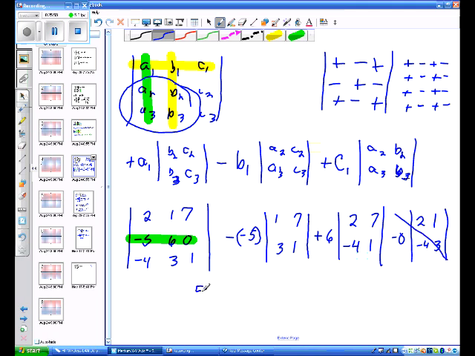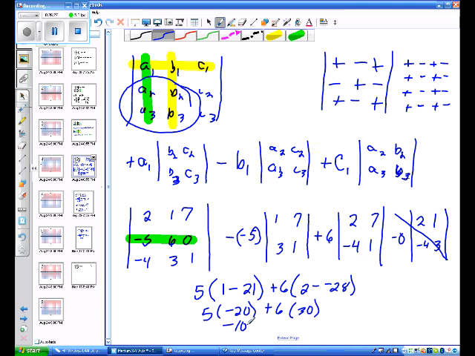So what we have is 5. Okay, our product going down is 1 minus our product going up, which is 21. Then plus 6 times 2 minus a -28. So we have 5 times -20 plus 6 times 30. So -100 plus 180, which is 80.